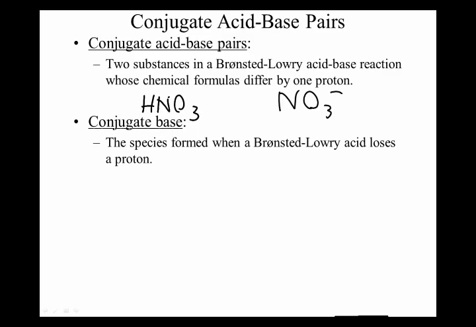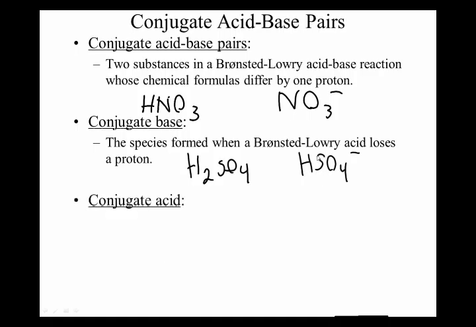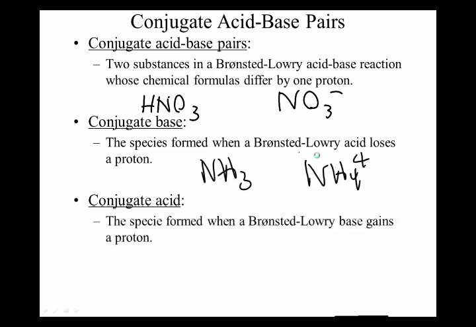Remember, it differs only by one proton. So H2SO4, its conjugate base is HSO4 minus. I don't take both protons away. I'll talk about this in a little bit, but this is the acid, and here's its conjugate base. A conjugate acid, so if I take a base like NH3, its conjugate acid is NH4 plus. I just stuck an extra proton on there. So it's a species formed when the Bronsted-Lowry base gains a proton.